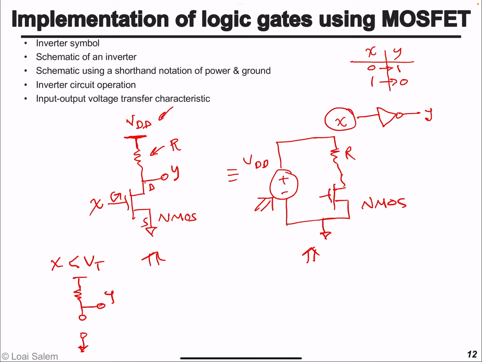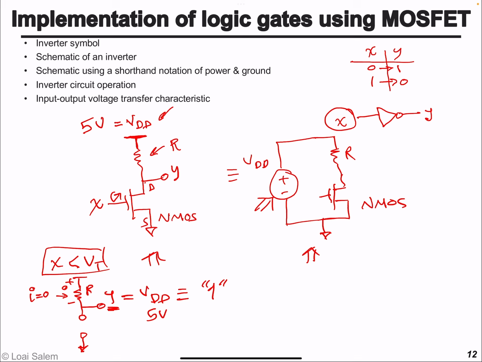So what will happen? Well, this means the current in this resistor R will be 0. And if current is 0, the voltage drop across this resistor will also be 0. And so this means Y, the voltage at node Y, is going to be equal to the supply voltage VDD, which is equivalent to logic 1. If, say, the supply voltage VDD is equal to 5 volts, the output is going to be 5 volts. So when the input voltage is less than the threshold, the output is 1.